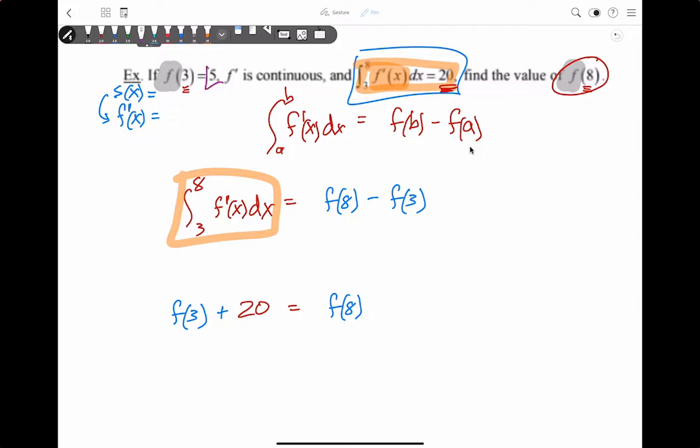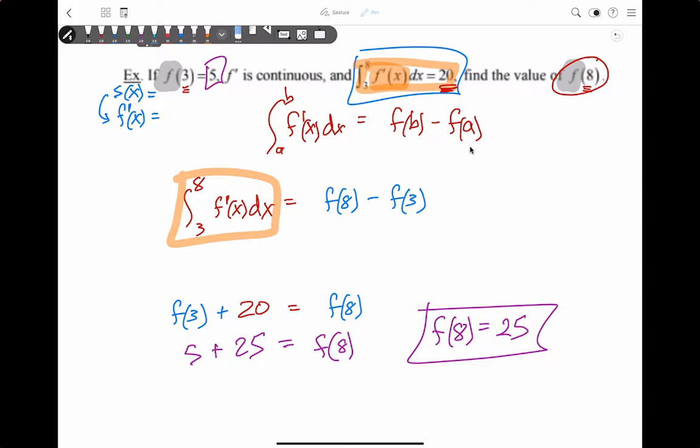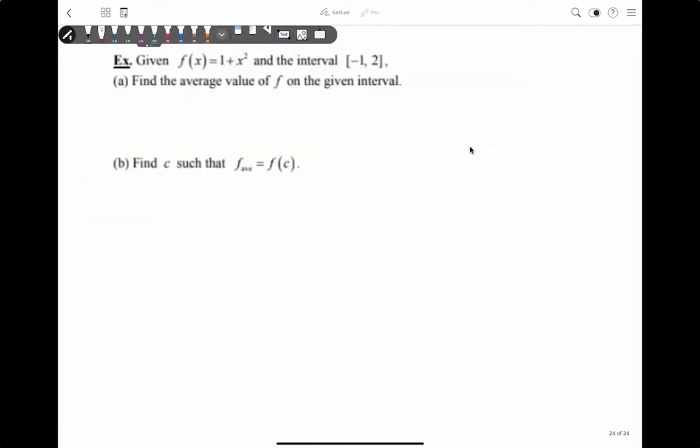And f of 3 is 5. So 5 plus 20, we get the answer of f of 8 is equal to 25. Let me go back and fix that real quick. This should be a 0. All right, so that's how we do that problem. Let's go ahead and go to our last problem.